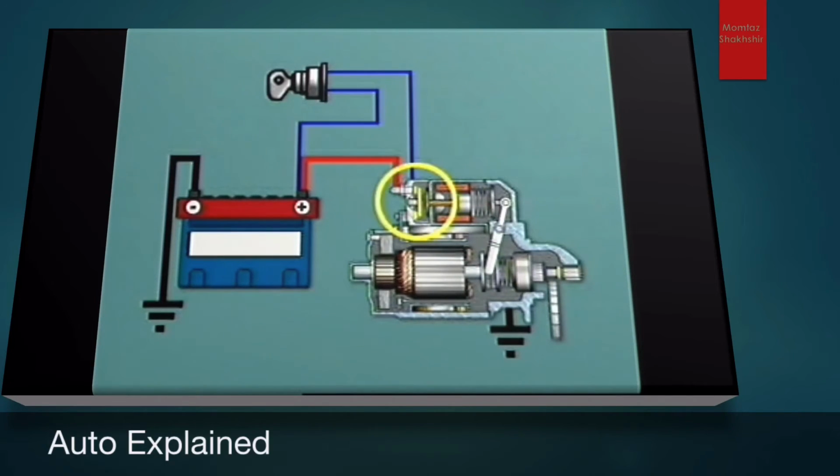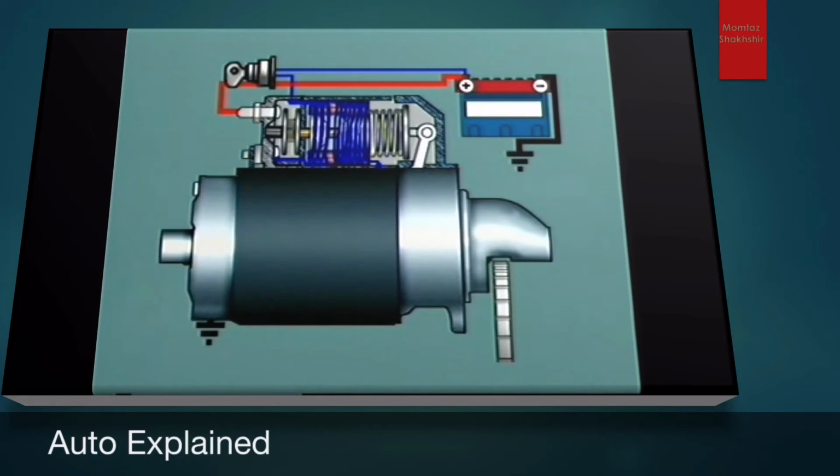In the control circuit, the ignition lock start switch has a positive connection from the battery and a connection to two windings in the starter solenoid. One of these is a pull-in winding, which has a low resistance value, and the other is a hold-in winding, which has a high resistance.